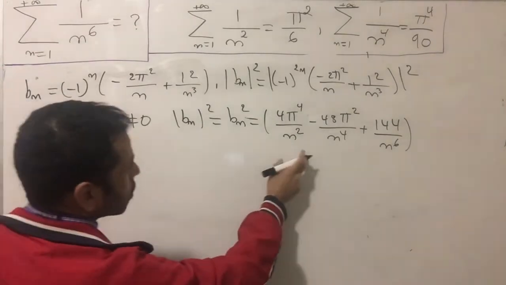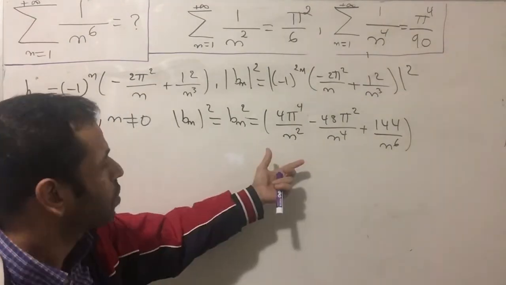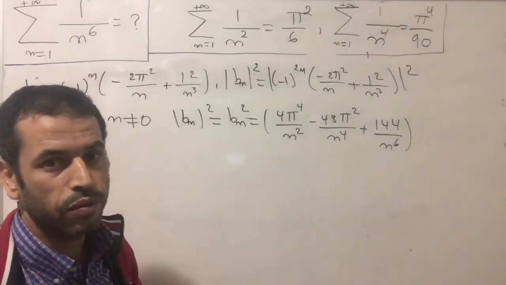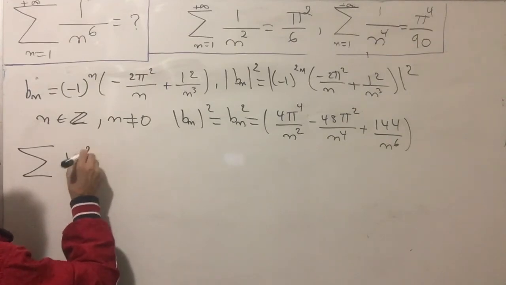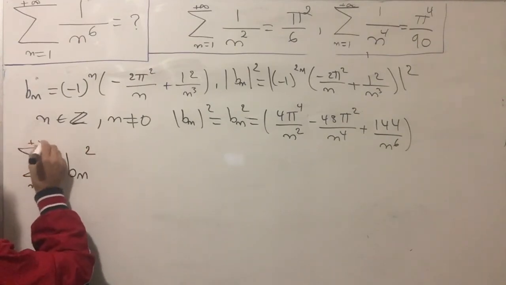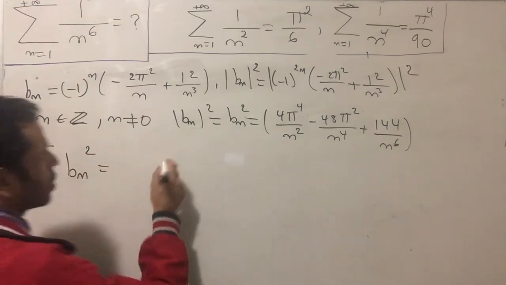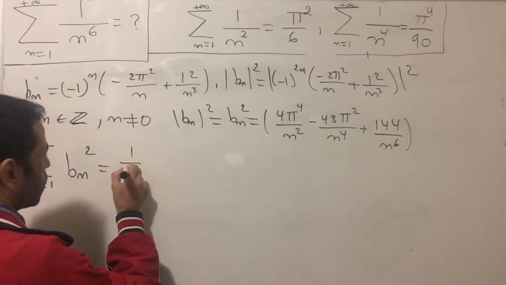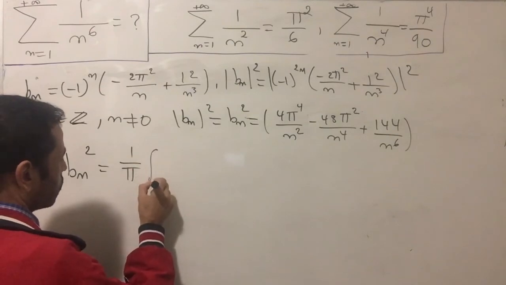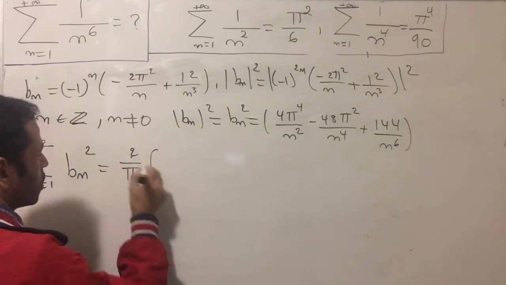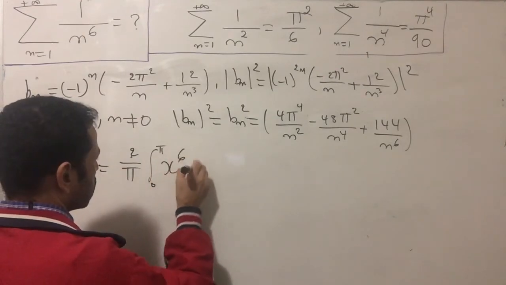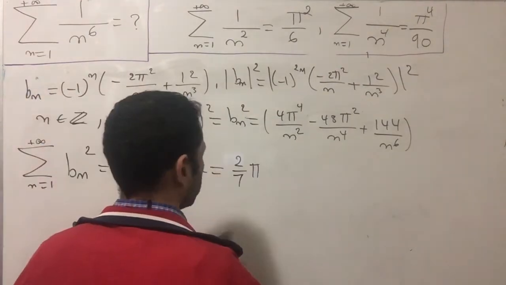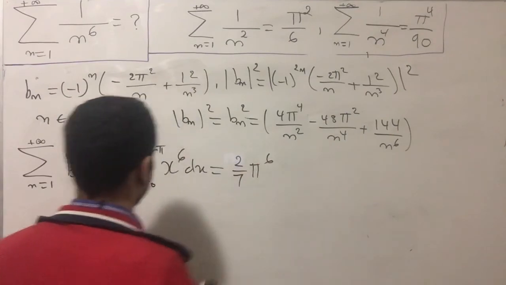now b n squared, I'm going to simplify this one. I'm plugging this one into the Parseval theorem. To apply this in the Parseval theorem, I have the sum of b n squared as n goes from 1 to plus infinity equal to 1 over pi times the integral, 2 times because it's an even function, from 0 to pi of x to the 6 dx. We found 2 over 7 pi to the 6.